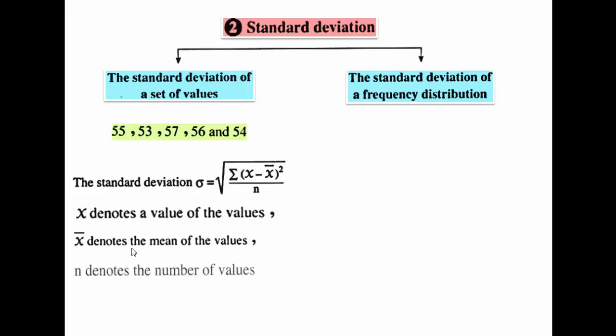The rule again of the mean of values: the sum of values over the number of values. n here denotes the number of values: 1, 2, 3, 4 and 5. Summation denotes the summation operation.